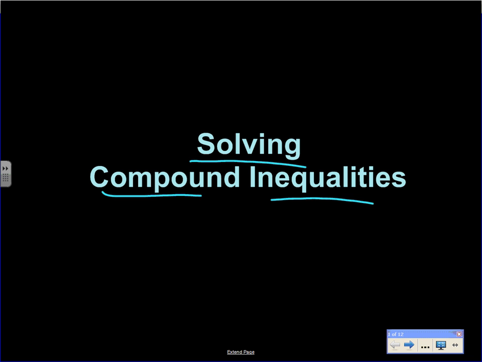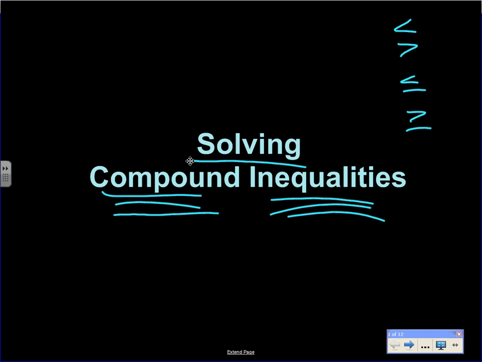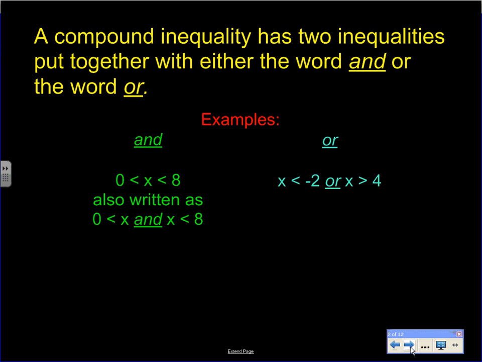Like I said, solving compound inequalities. And we've already talked about what inequalities are. Inequalities are either less than, greater than, less than or equal to, or greater than or equal to. And now what's compound mean? Compound means, well, if you think about compound words, football. Football is the word foot and ball combined together, a compound word that is two words put together. Well, compound inequality means we take two inequalities and we put them together. Let's see what that looks like.